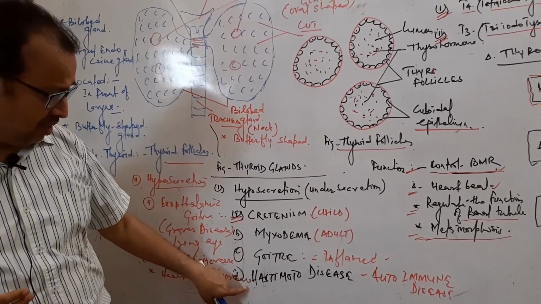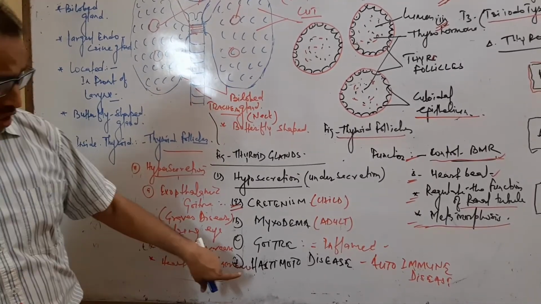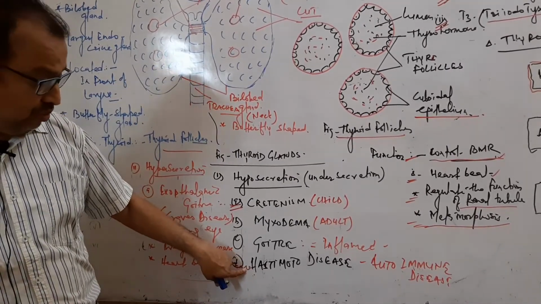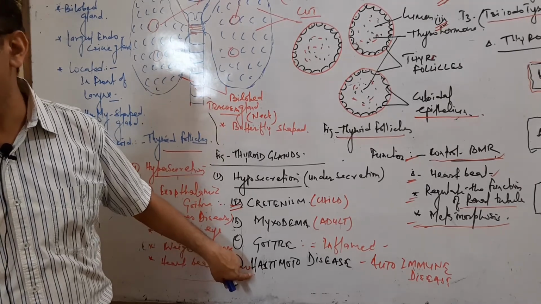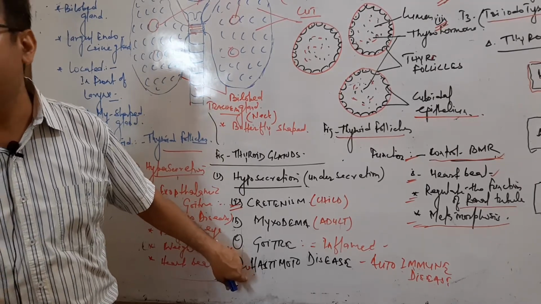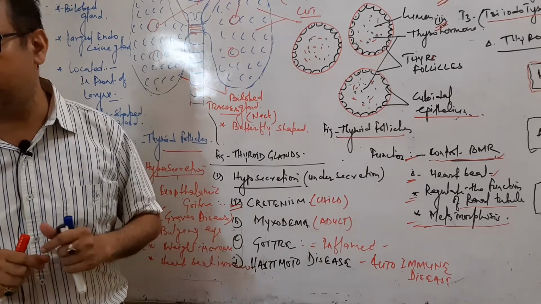And the last one is called Hashimoto's disease. It is an autoimmune disease. In this autoimmune disease, the body degenerates its own thyroid cells. So, it is Hashimoto's disease.